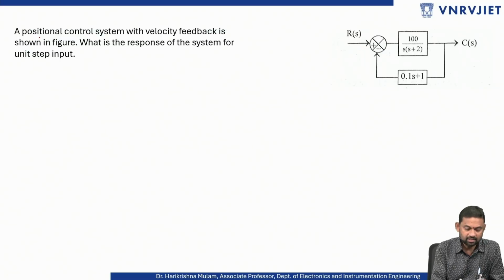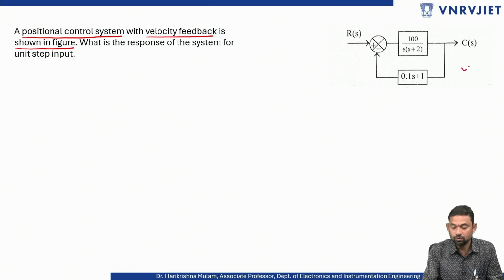Here they are saying that there is a positional control system with velocity feedback which is shown in the figure. This positional control system has an open loop transfer function G(s) equal to 100 by s into (s plus 2), whereas the feedback transfer function H(s) is equal to 0.1s plus 1.